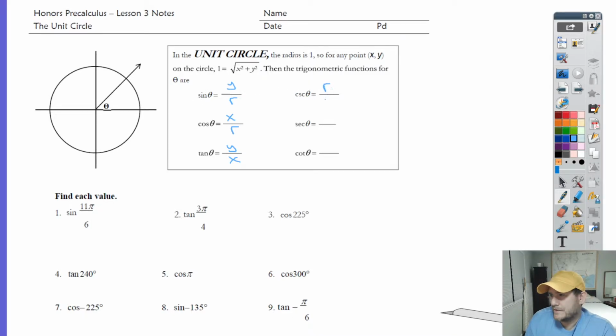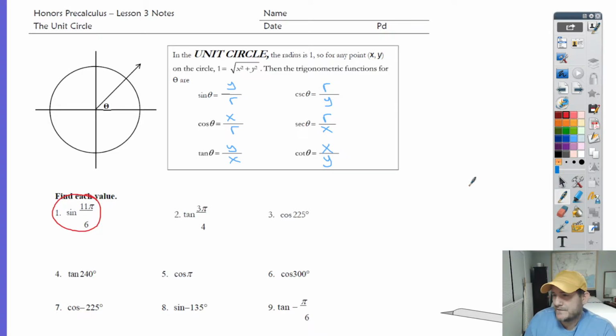So that's going to be r/y. Then cosine goes with secant without a co. This guy has a co, this guy doesn't. They go together, r/x. And of course, tangent and cotangent go together. That's always pretty easy to remember. But there's your definition. So from here, it sure would be nice if I just knew the coordinates of all the unit circle angles. And I do.